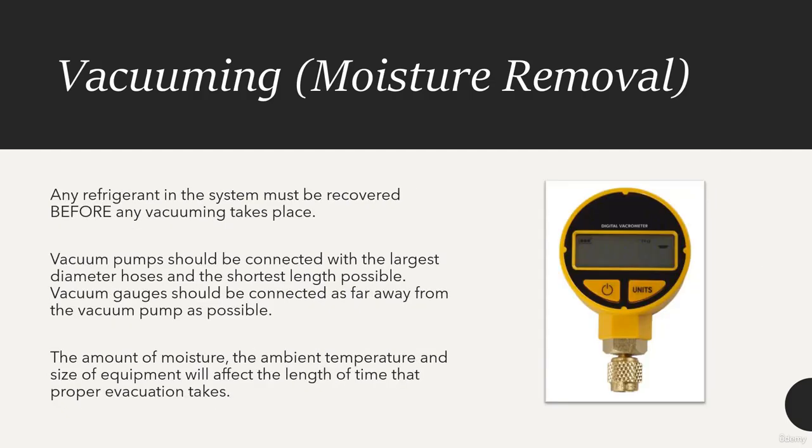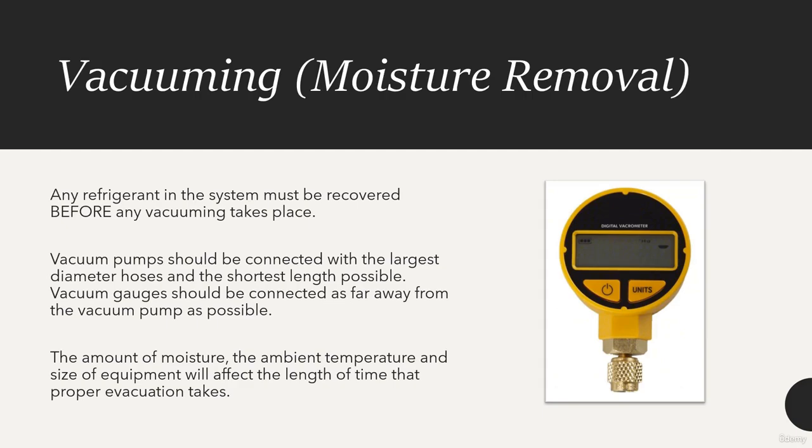It's important to note that when you're vacuuming down a system, all refrigerant must be recovered from the system before the vacuum process starts. If not, that refrigerant will be vented to the atmosphere. Vacuum pumps should be connected with the largest diameter hoses and shortest length of hose possible. Vacuum gauges should be connected as far away from the vacuum pump as possible to get the most accurate reading.